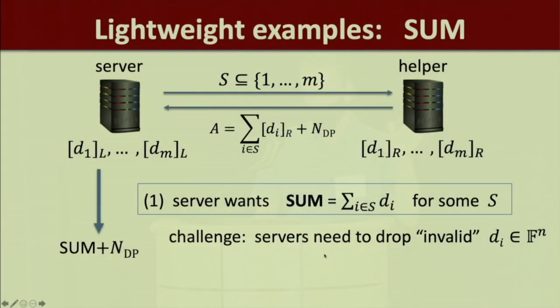There are a lot of challenges here in that clients could actually try to disrupt this computation. So the server needs to drop invalid contributions.